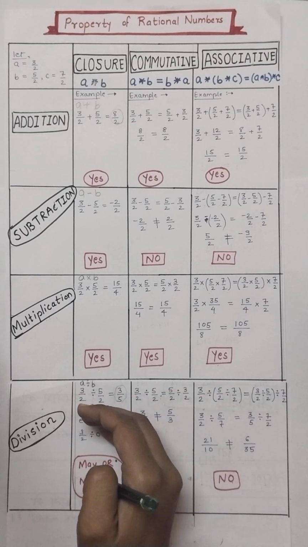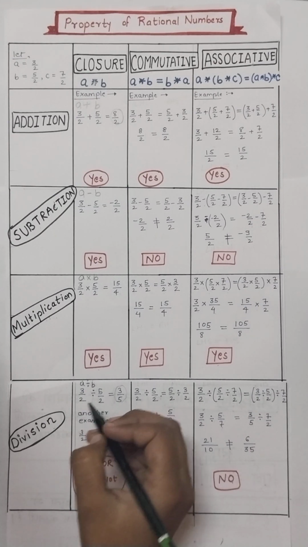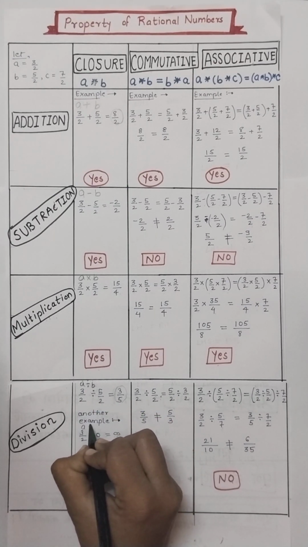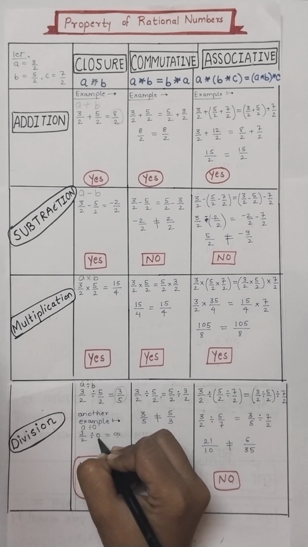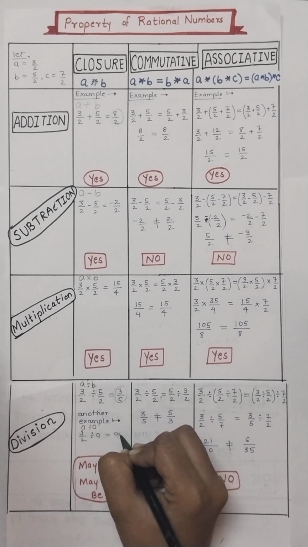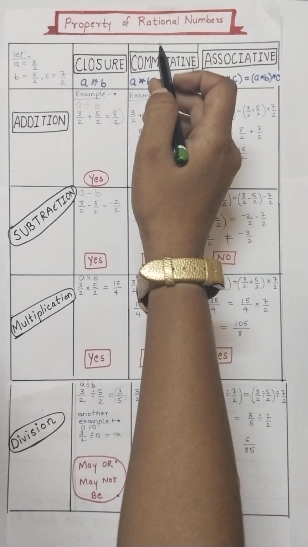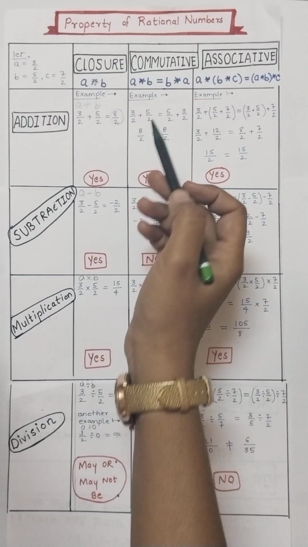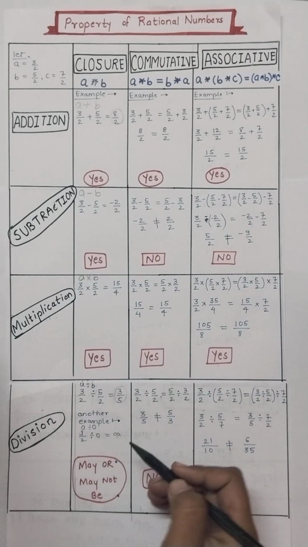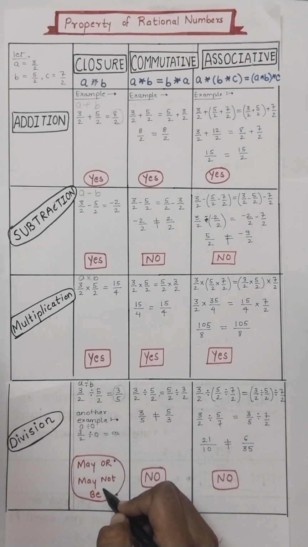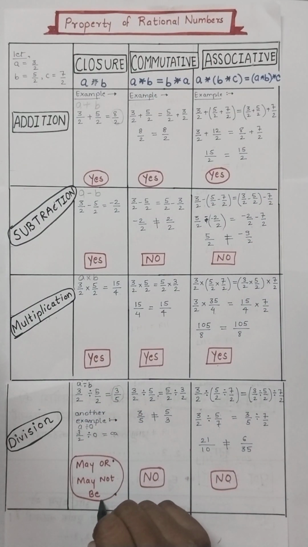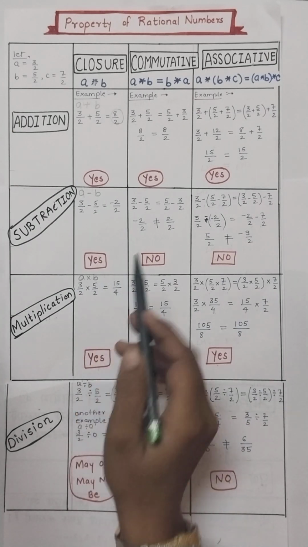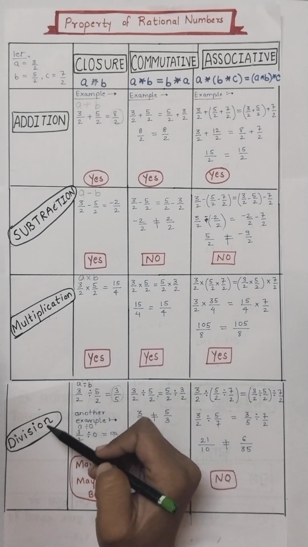Now we'll take another example for this. For another example, we write a divided by 0. As we know that 0 is also a rational number. When we divide any number by 0, our answer is not defined. So we can say that when we divide two rational numbers, the answer may or may not be a rational number. So we can say rational numbers may or may not follow closure property for division.